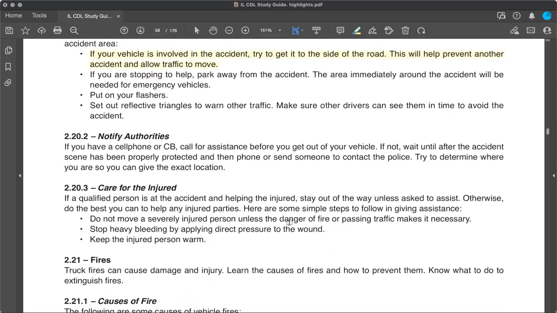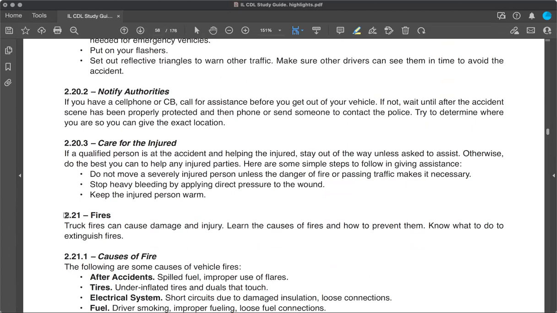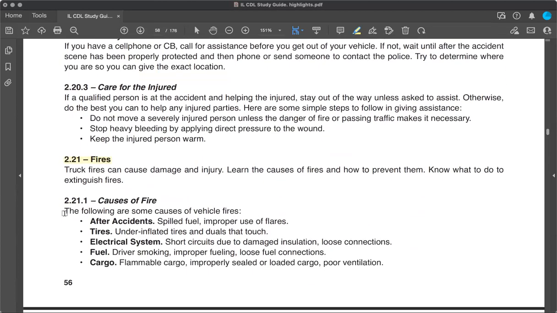So now let's look at 2.21, fires, because there may be a few questions on the test that ask you the causes of some fires and how to prevent fires. Let's take a look at a few of those. 2.21.1, causes of fire. Make sure you can recognize those causes of fire. Specifically, these are vehicle fires. The first is after accidents, then tires, electrical system, fuel, and cargo. So make sure you can recognize those 5 causes.